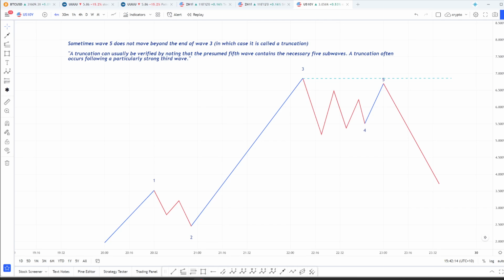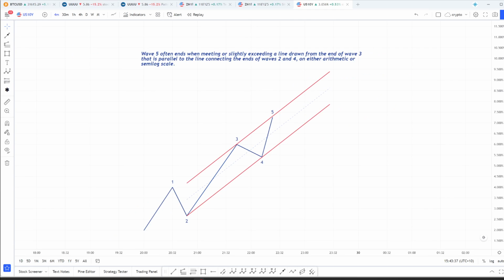Sometimes wave 5 does not move beyond the end of wave 3, in which case it's called a truncation. A truncation can usually be verified by noting that the presumed fifth wave contains the necessary 5 subwaves. A truncation often occurs following a particularly strong third wave. Now, you won't come across truncations all that often, and I am very hesitant to ever go to one, only if I'm absolutely forced in the count to make wave 5 truncated. They're not very common, but they will occur. It'd just be an option of last resort when doing your counting, I would suggest.